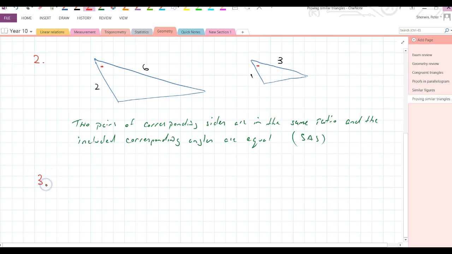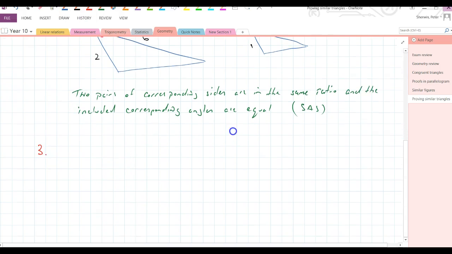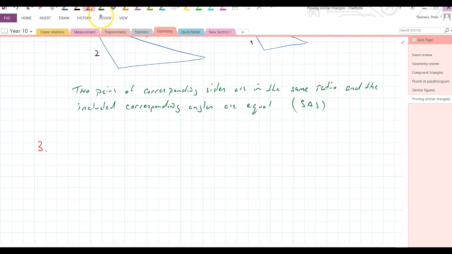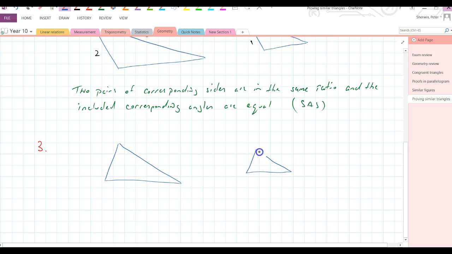Proof 3 is just 3 angles. If I can show that 3 angles here are the same as three angles here, so I've got this sort of information going on. That angle equals that one. That angle equals that one. That angle equals that one. Now I've got, this is an AAA.